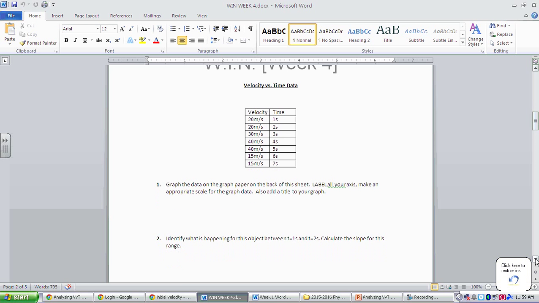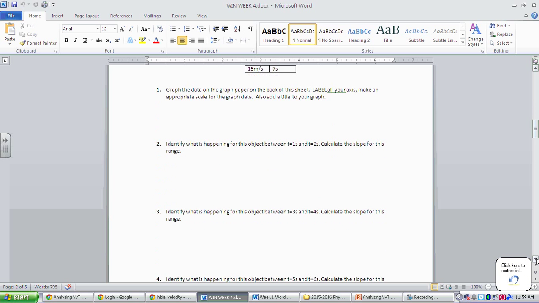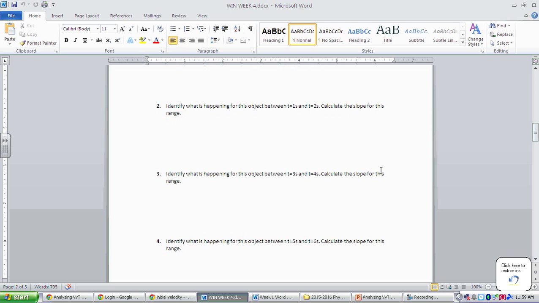Moving down here, you'll see that there are some questions. So once you've graphed it, for questions 2, 3, and 4, you actually need to go through and identify what is happening for the object. And we want to be very specific with our terminology, and I'll talk about that in the graphing section of the notes that I'm going to go over. But we want to use very consistent terminology so that everybody knows exactly what someone's talking about when they say, for example, that an object has positive velocity, what that means. We want to be able to use those terms instead of just saying a straight line or a flat line. You want to be more specific.